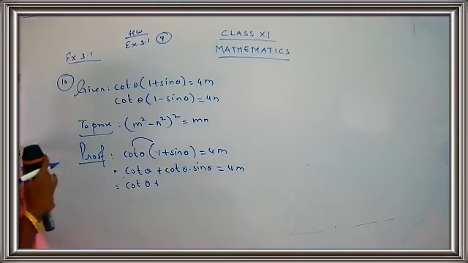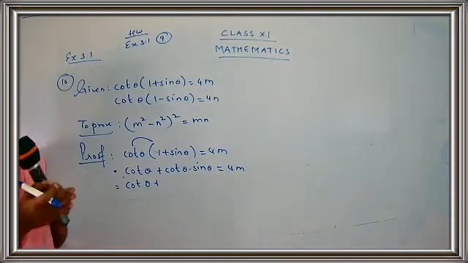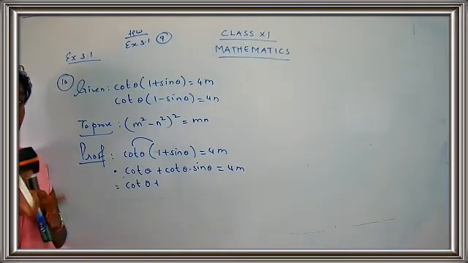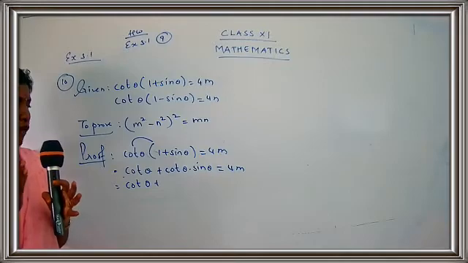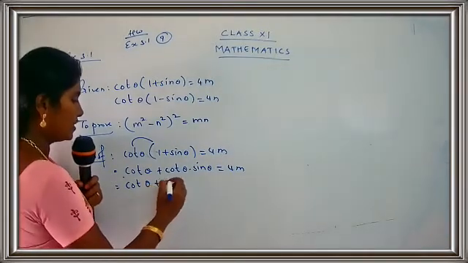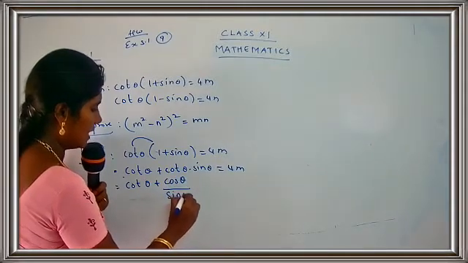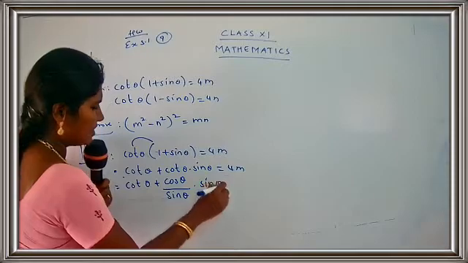Cot theta. What is cot theta? I have told you that tan and cot are the reciprocals of each other. What is the formula for tan theta? It's sine upon cos. So what will be the formula for cot theta? Cos upon sine. Do not forget the formula, children. So this will be written as cos theta upon sine theta into sine theta. I'm just changing this part, children.